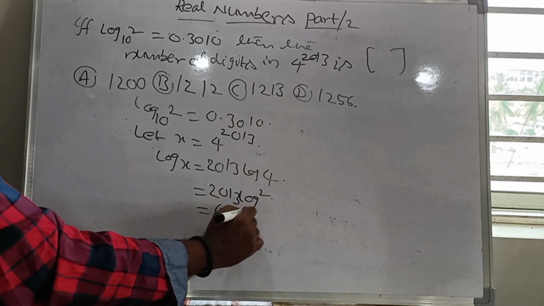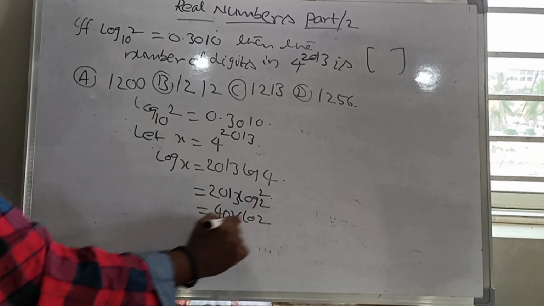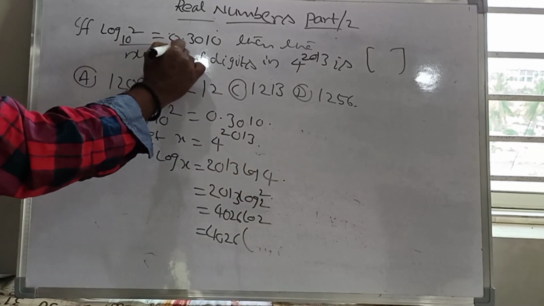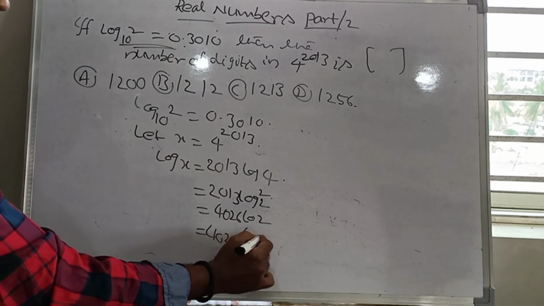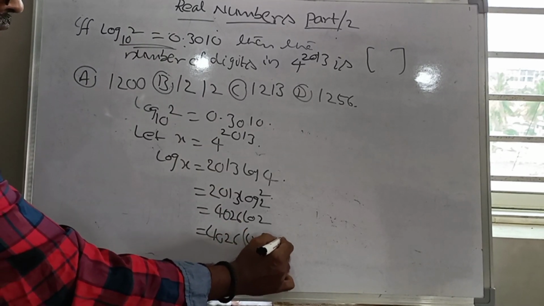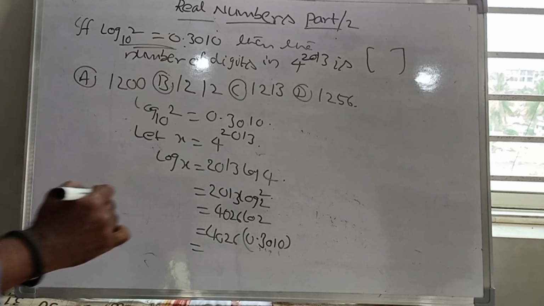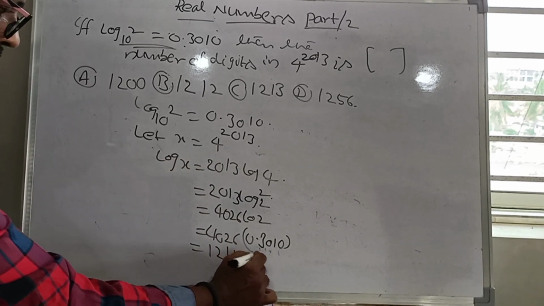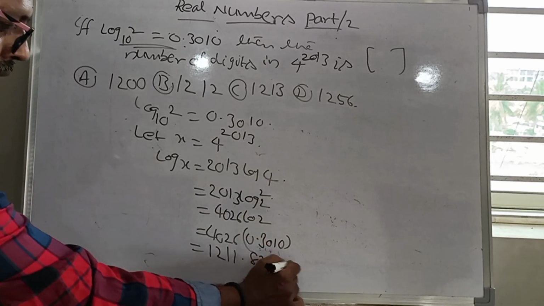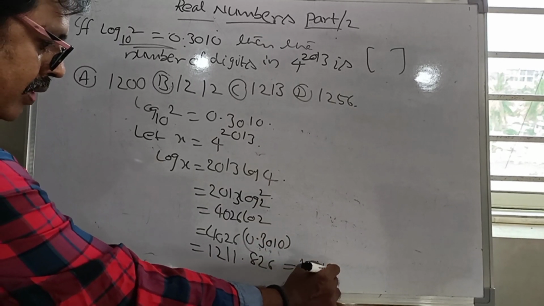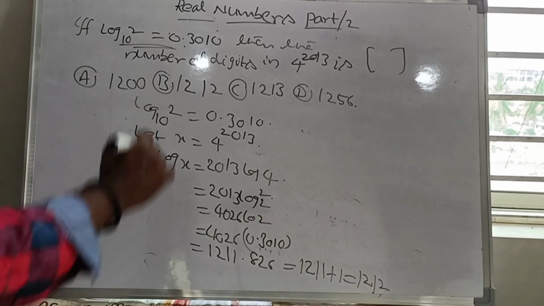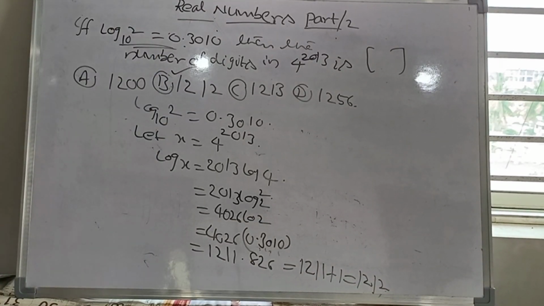Since log a power m is equal to m log a, this is 4026 into log 2, which is 4026 into 0.3010. When multiplied, we get 1211.826. So 1211 plus 1, that is 1212 digits are there. So, B is the option.